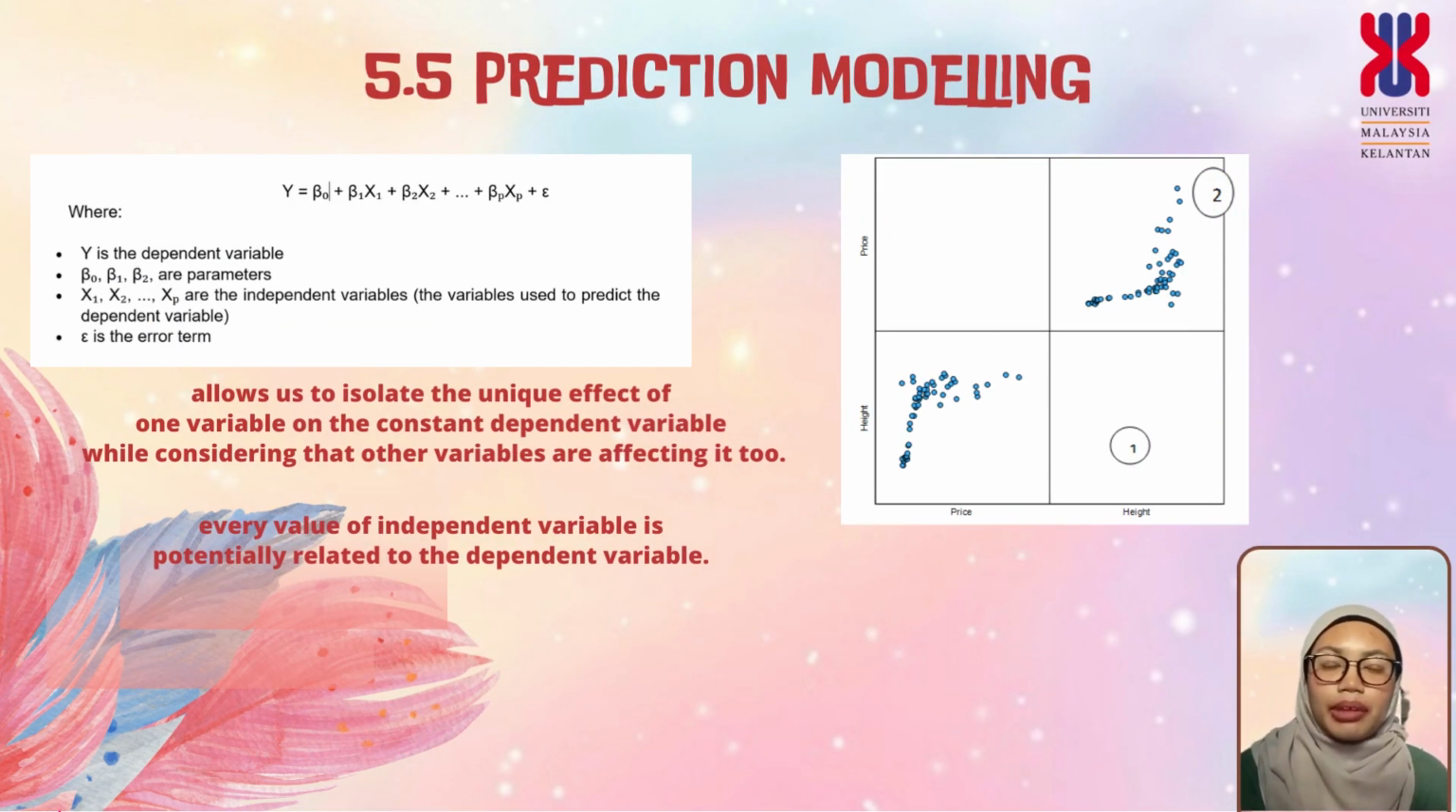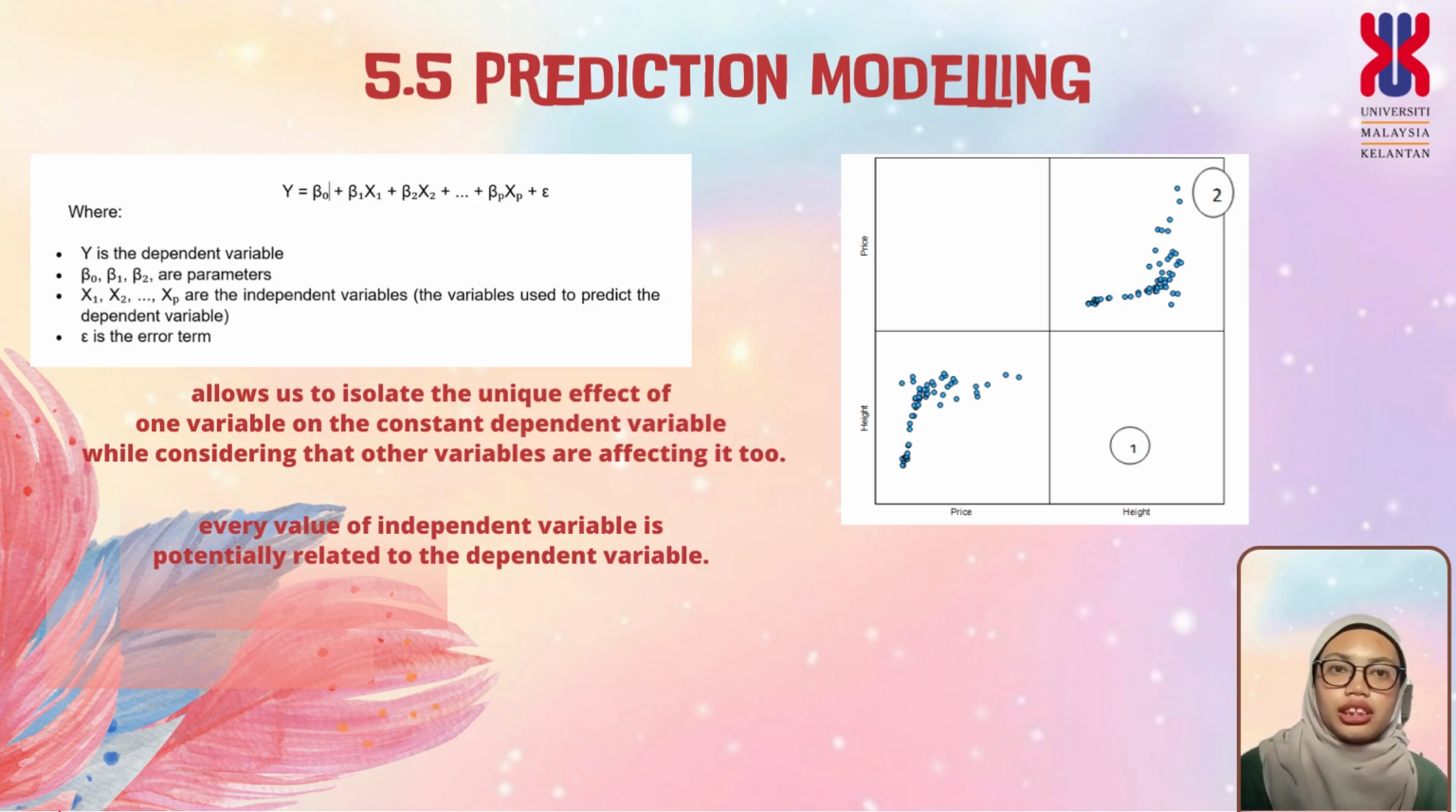Next is prediction modeling. Prediction modeling is a multiple linear regression, which is a common form of regression analysis. It allows us to isolate the unique effect of one variable on the dependent variable while considering the other variables. So, every value of the independent variable is potentially related to the dependent variable. Hence, the model is represented as y is equal to b0 plus b1x1 plus b2x2 plus error.